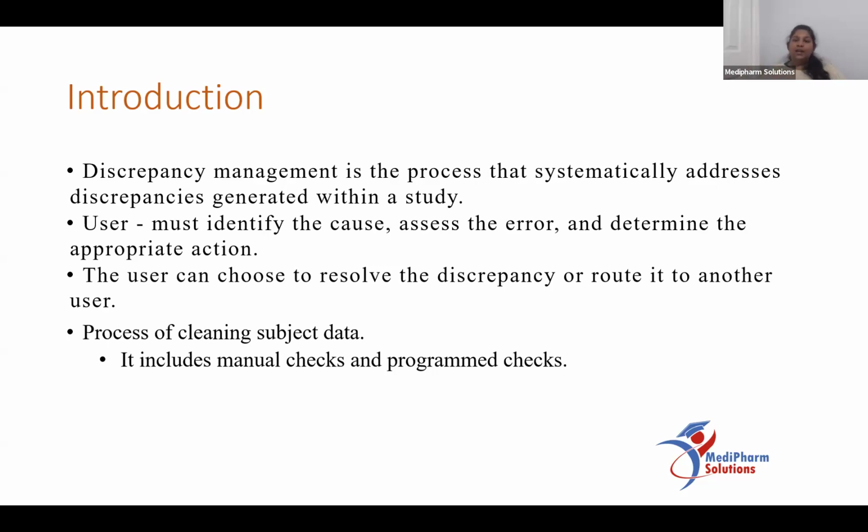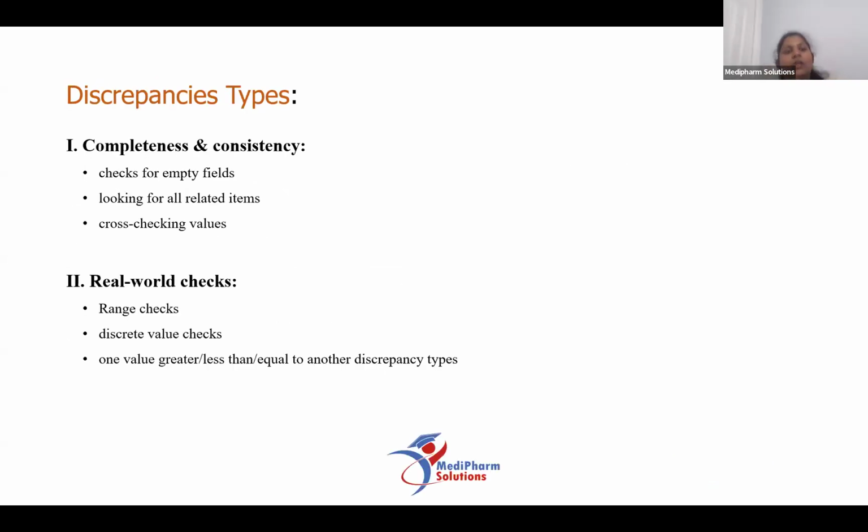Okay, so in any way, we have to resolve the discrepancies, whatever is there in the database. Give good quality data to the stats team so they produce it to the regulatory bodies. Okay, so these are the types of discrepancies, I would say. There should be some completeness and consistency. So there can be some issues, some scenarios where the same data has to be entered in another form as well. Okay, but there can be inconsistencies between those two forms.